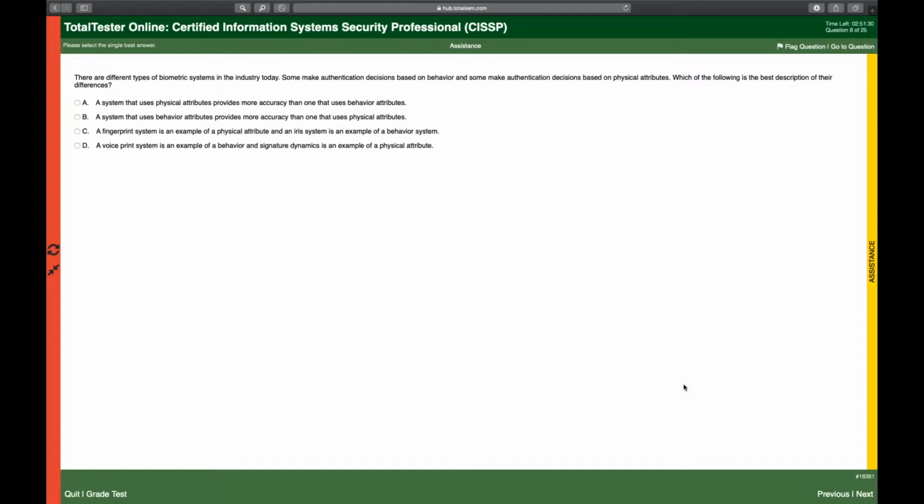Number 8, there are different types of biometric systems in the industry today. Some make authentication decisions based on behavior, and some make authentication decisions based on physical attributes. Which of the following is the best description of their differences? Behavioral versus physical attributes.